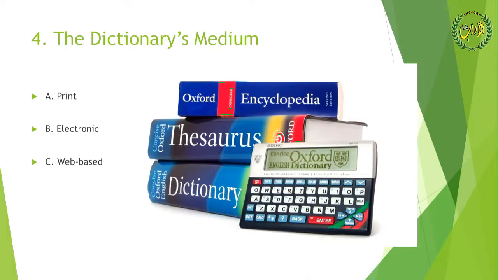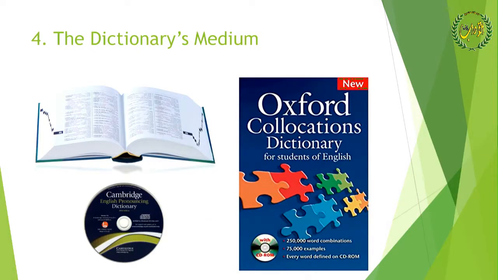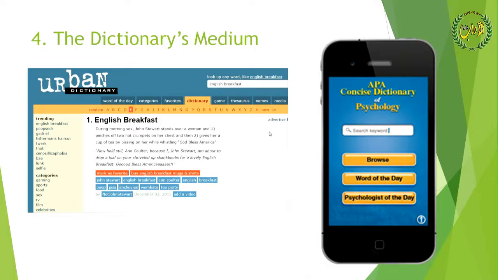media here. The first one is print. Well, we have dictionaries that are printed on paper. The second one is electronic, where we have dictionaries that can be found in handheld devices, just like the one that you see in front of you in this picture, or on CDs and DVDs. And we have the web-based. What is the web-based? A web-based dictionary is a dictionary that can be found on the internet or a dictionary that cannot be used unless it is online. Just like this dictionary or the dictionaries that we have on our mobile phones.